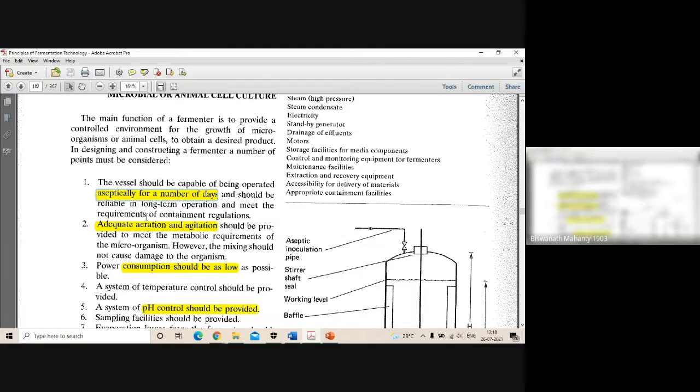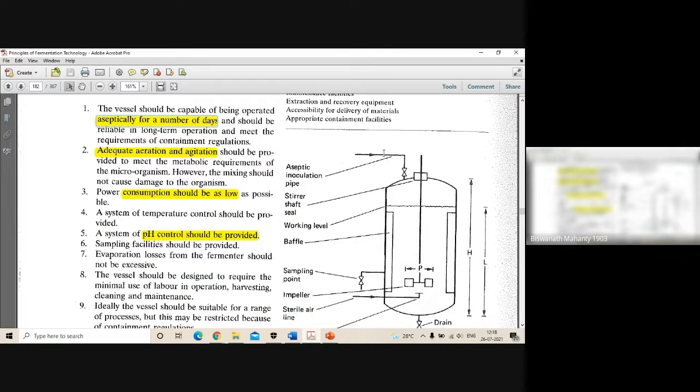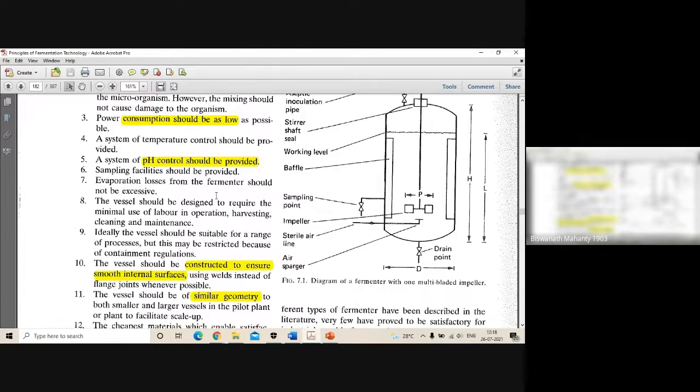Some other criteria you can highlight: power consumption should be small, pH should be controlled, design variables should be maintained, and evaporation loss should not be so high. That means you are not agitating so much that water is getting evaporated. So these things you need to always keep in consideration. Are you getting the point? These are very basic things, I need not speak on that. It should always have a range that may be restricted because of contamination regulation, constructed with a smooth internal surface.